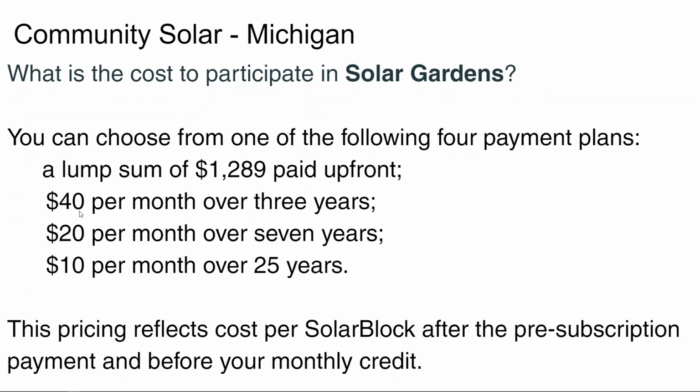And they say, we're going to give you a couple of different ways to participate in this program. First, you could pay us $1,300 up front, and then you own that block. The next way is you could finance it. You could pay us $40 a month over 3 years for that block, or $20 a month over 7 years for that block, or $10 a month for 25 years over that block.